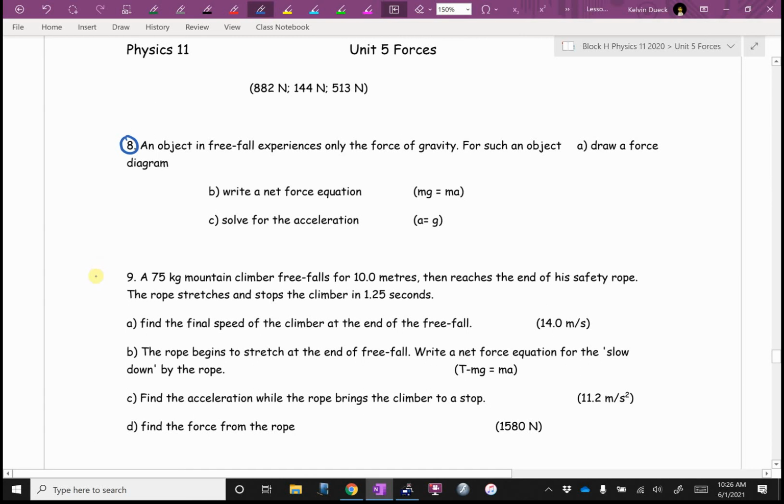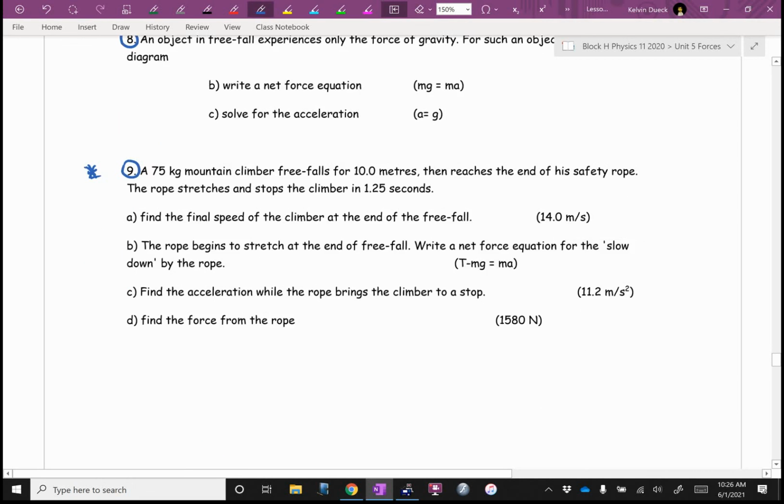8 is good. 9 is tricky. Although I'm going to tell you that 9 is all physics 11. You can do A, B, and C without free body diagrams using kinematics, but you need a free body diagram to find the force from the rope. What's another name for the force from a rope? Tension. Okay? I'll talk about D next class if I need to.